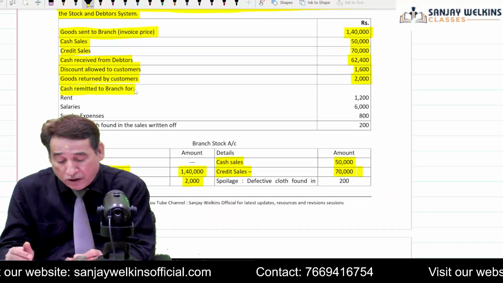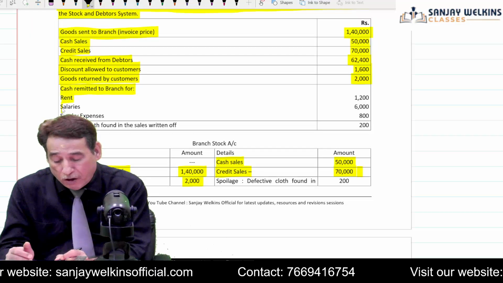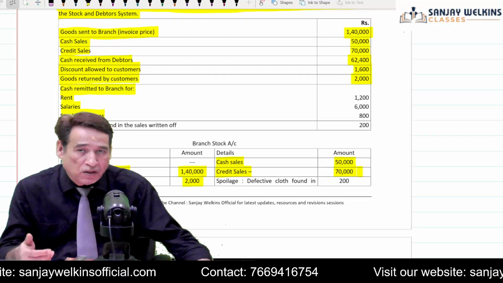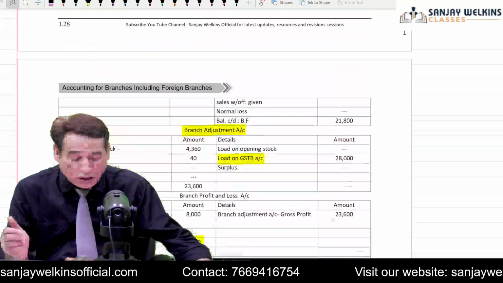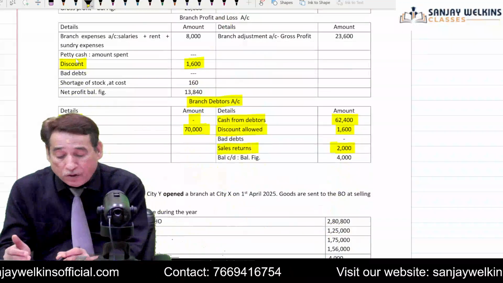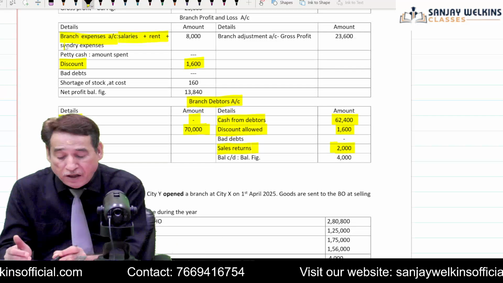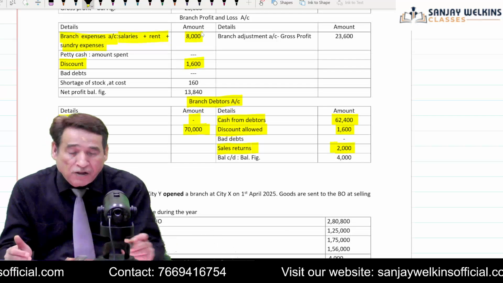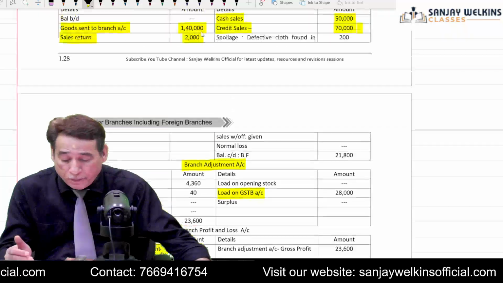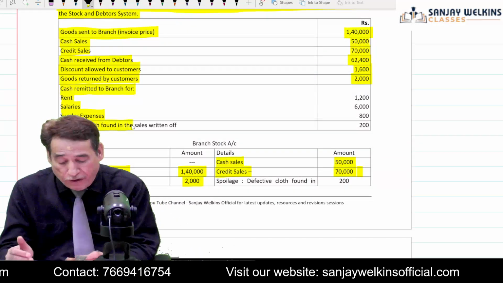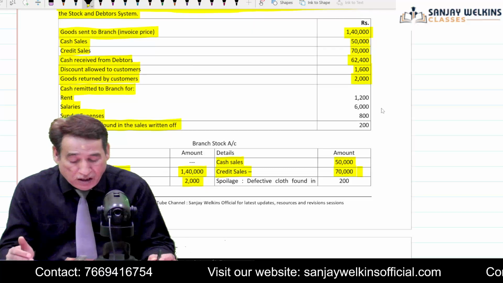Cash remitted to branch. So head office has sent cash for rent, salary, sundry expenses. That means rent, salary and sundry expenses are our expenses. So we will write branch expenses. I have combined all these items, salary, rent and sundry expenses, and I have written here 8,000 in the P&L account.